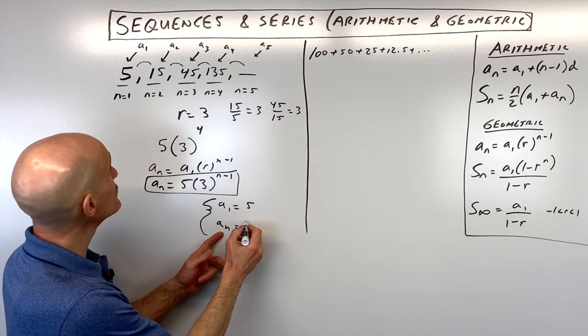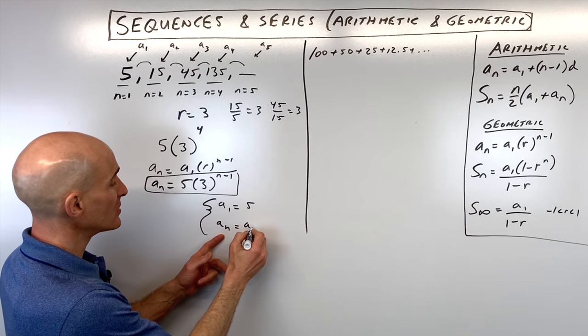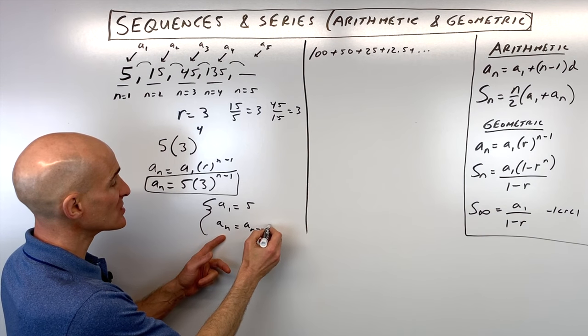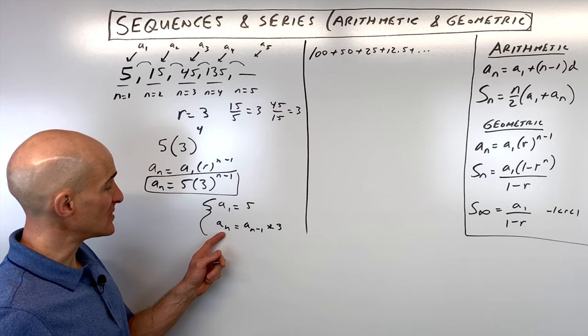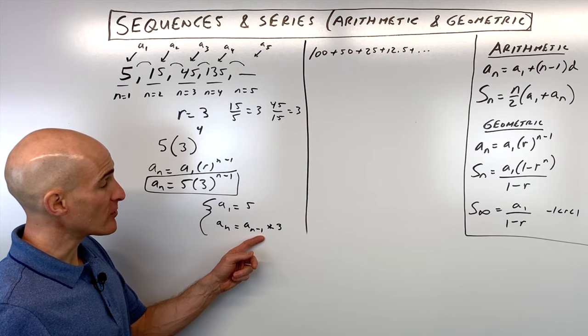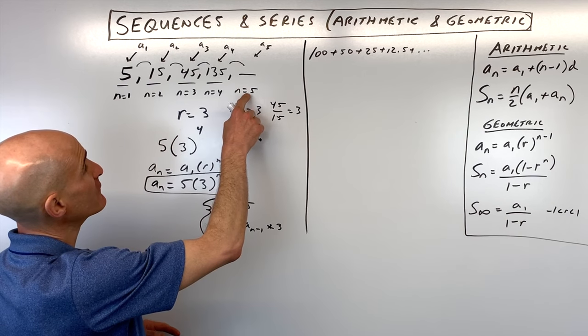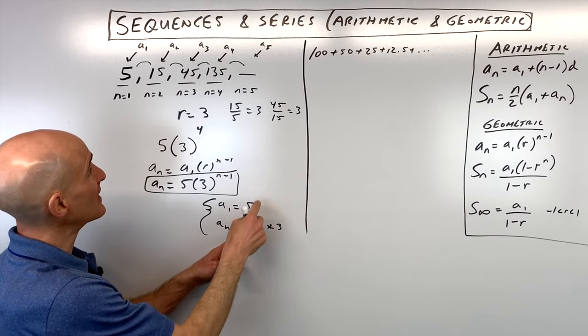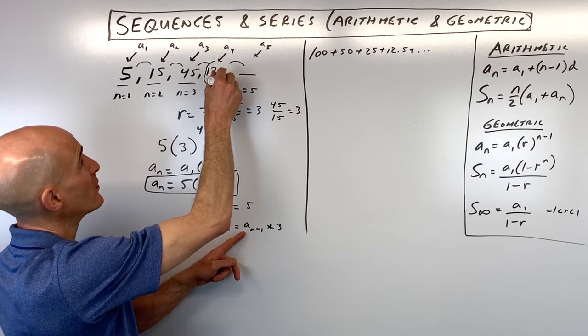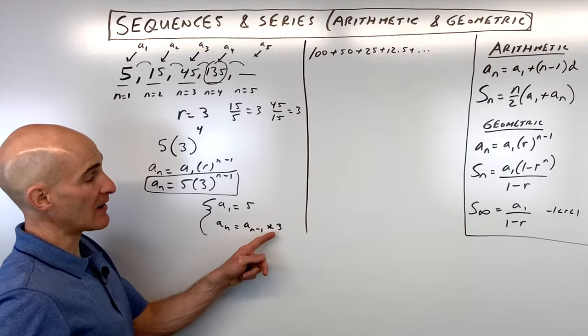Now, recursive formulas are good for computers. A computer can do all these calculations quite quickly. And you can write it like this, where you're taking the n minus 1th term and you're multiplying by 3. So if we wanted to find the fifth term, a sub 5, we're taking a sub 5 minus 1, which is the a sub 4 term, which is this 135, and then we're multiplying by 3.